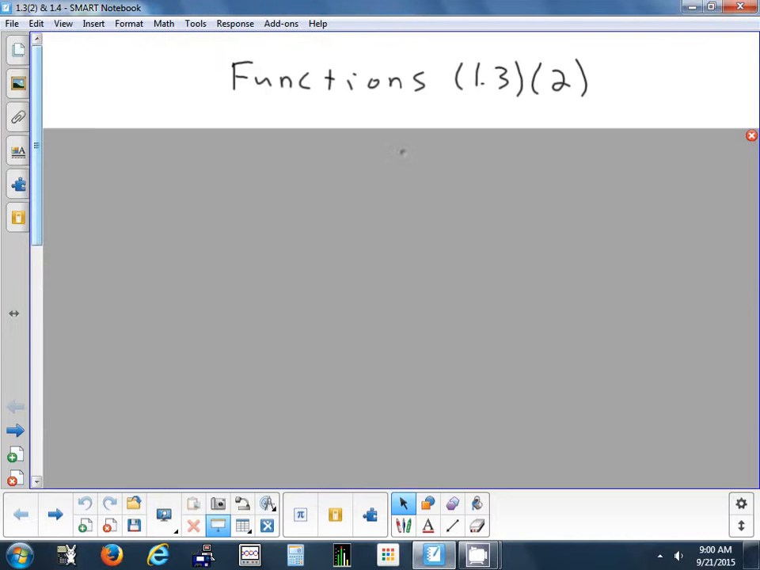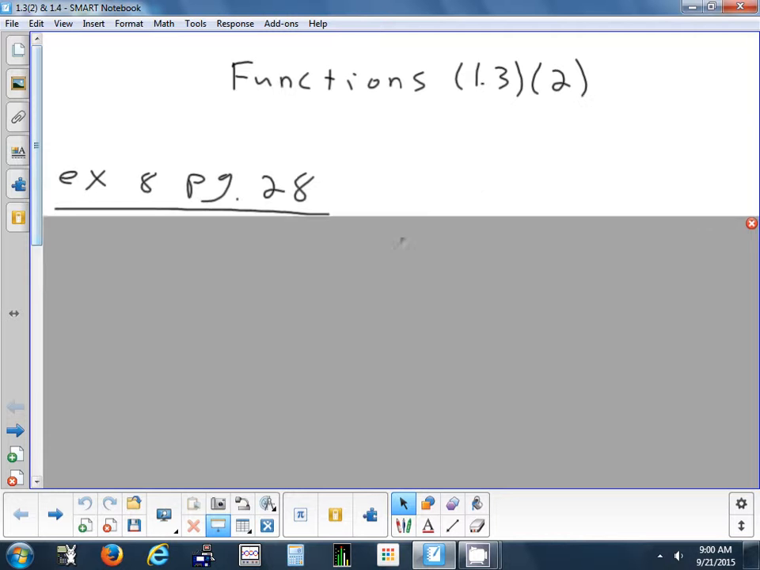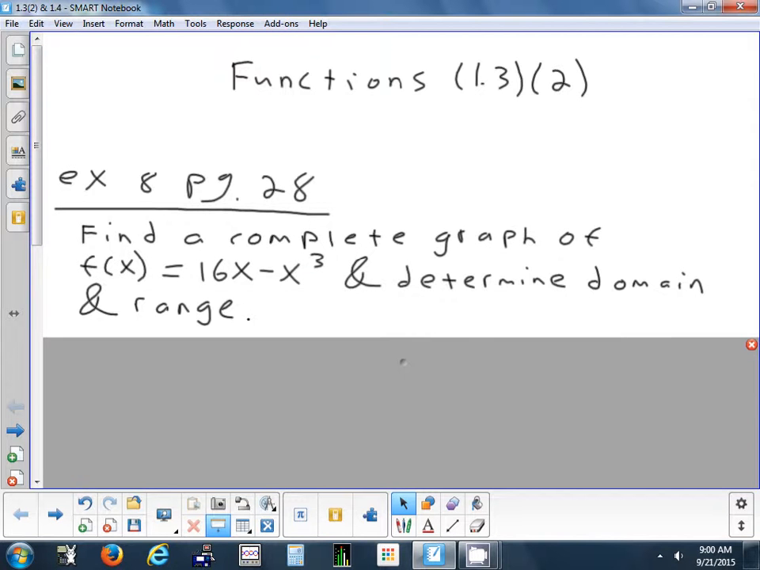All right, so last time we started section 1.3. Okay, we're going to finish up section 1.3 today. Let's do a little bit of a review question about domain and range, and just how we graph something and make sure we can get the right window on the screen.